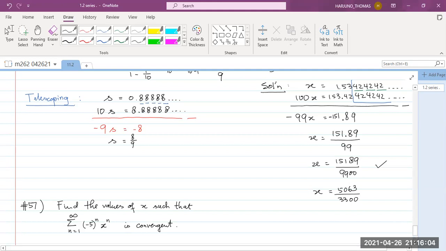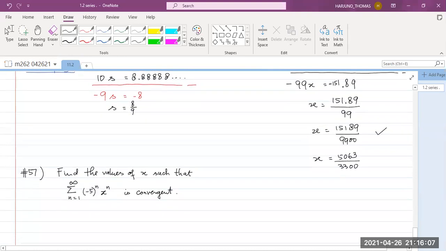Now the idea is, in this case, you rewrite that series as a geometric series, and then you set the ratio to have magnitude less than 1. Okay, so what I will do is I will rewrite that series. This series is equal to the infinite series for -5x to the n. Is it right?